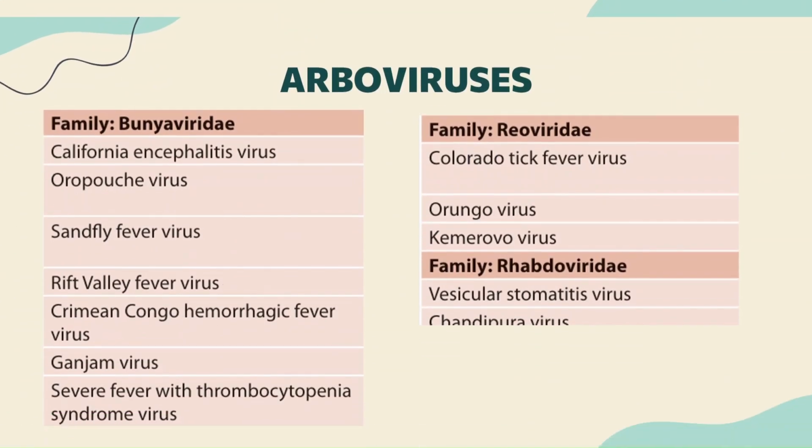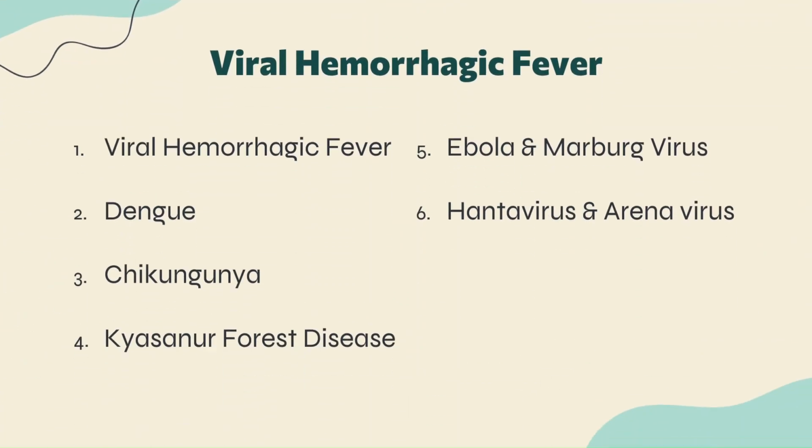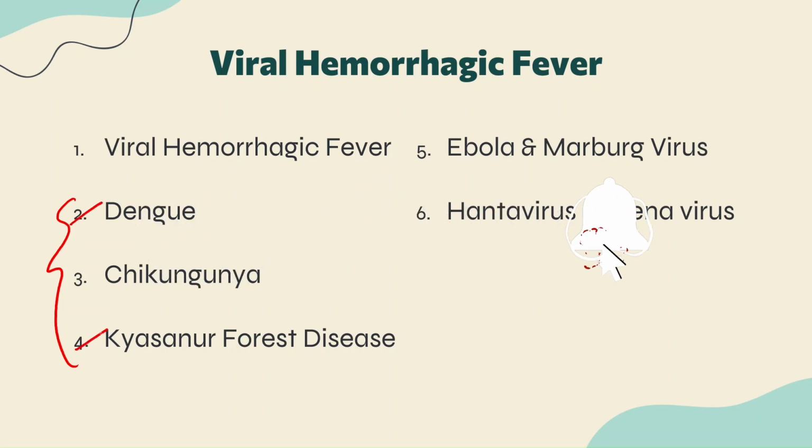Next family is bunyaviridae. Under bunyaviridae, these are the examples. Under the family reoviridae we have Colorado tick fever, and we have the family rhabdoviridae, which has vesicular stomatitis virus and Chandipura virus, guys. Remembering all the examples within a family is not important because we don't study every virus in detail. Under arboviruses, we only have to cover three important topics: dengue, chikungunya and Kyasanur forest disease. Of these, dengue and Kyasanur forest disease belong to the family flaviviridae, and chikungunya belongs to the family togaviridae, guys.